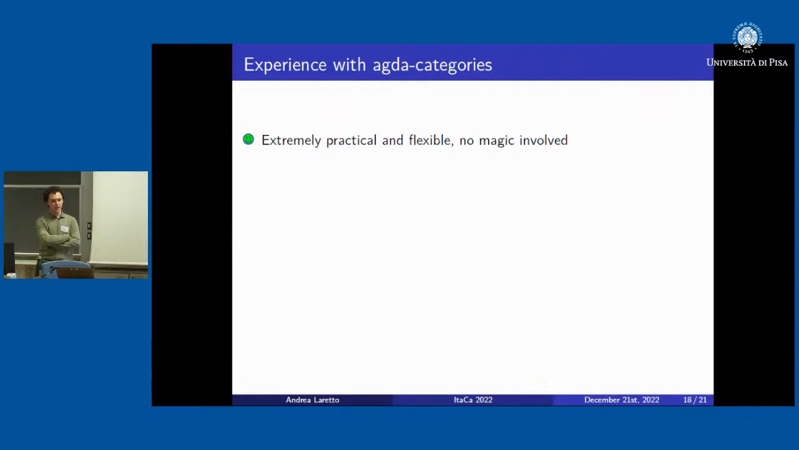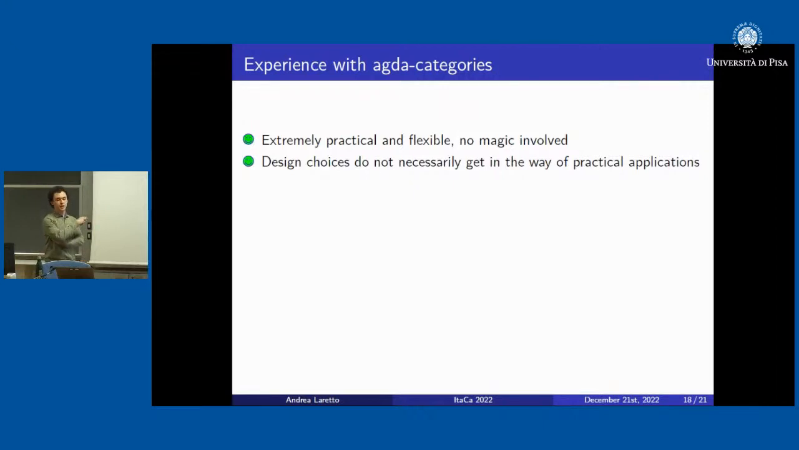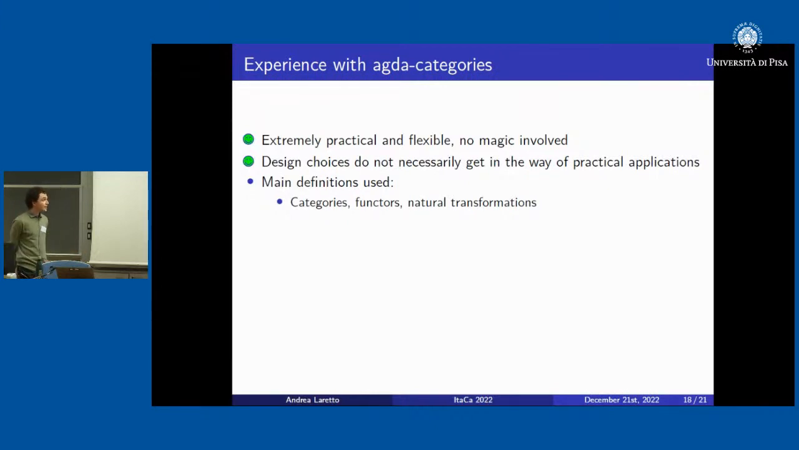So how was our experience with Agda categories? Well, essentially, we were quite pleased to work with it because it's really practical and flexible, because there is no magic involved in the library. It's all defined in Agda itself, right? And these design choices that I've shown you so far do not necessarily always get in the way of practical applications. Maybe when not using categories as data, but trying to formalize theorems, these design choices do get in the way. And the main definitions used are actually not too complicated, because we just use categories and functors as data for our models.